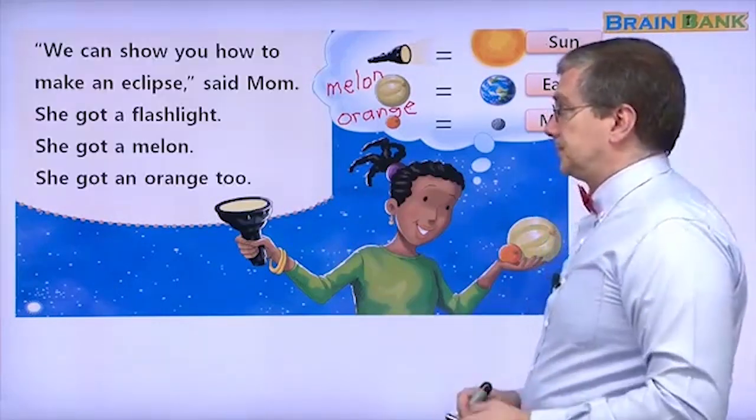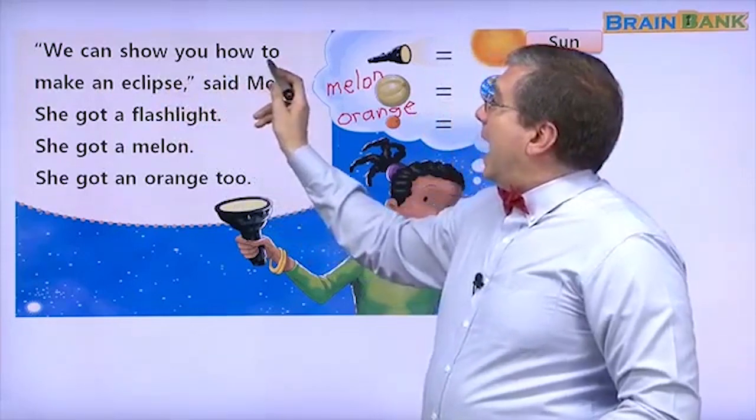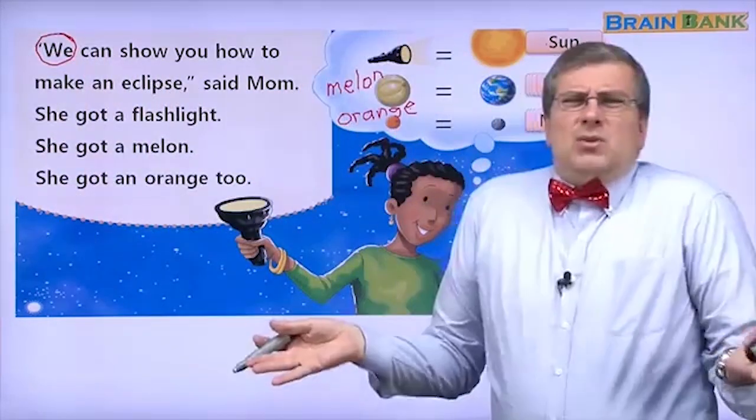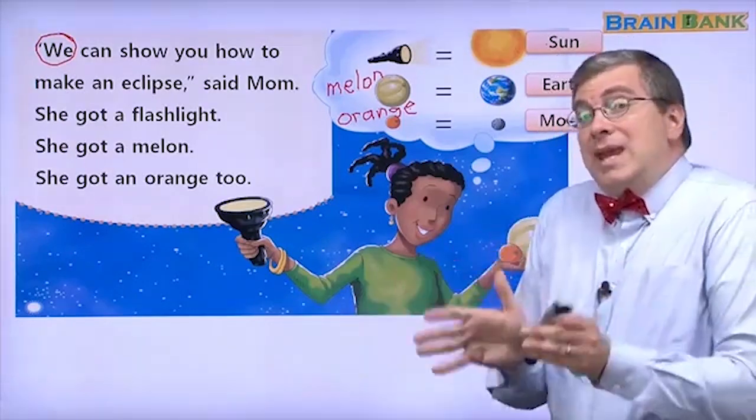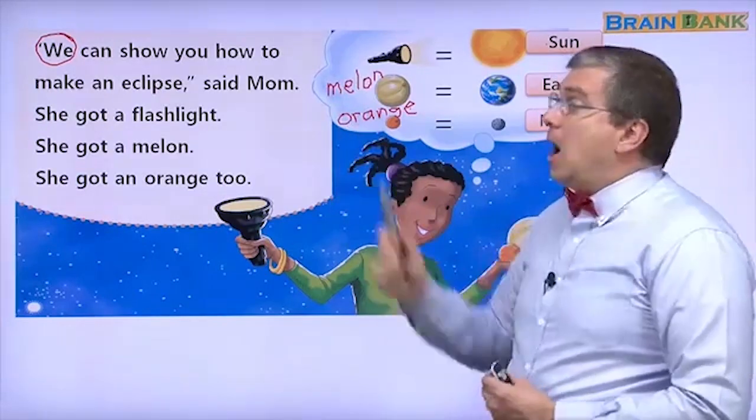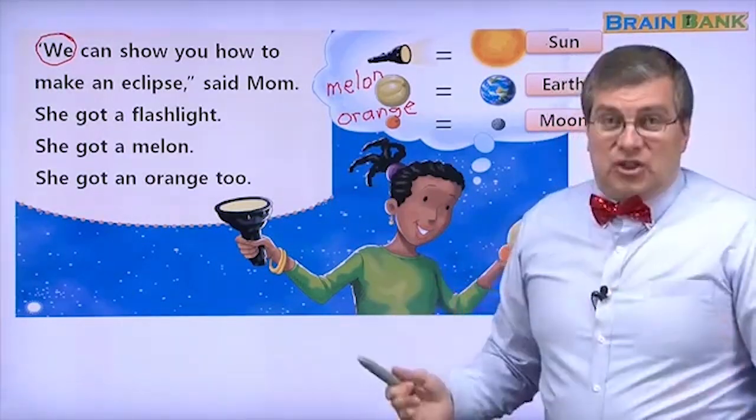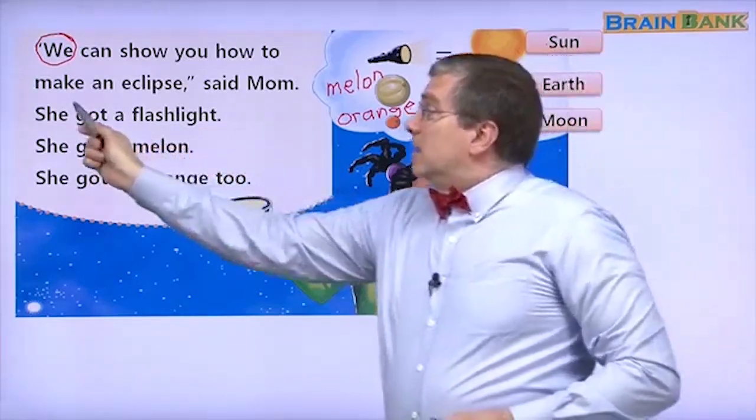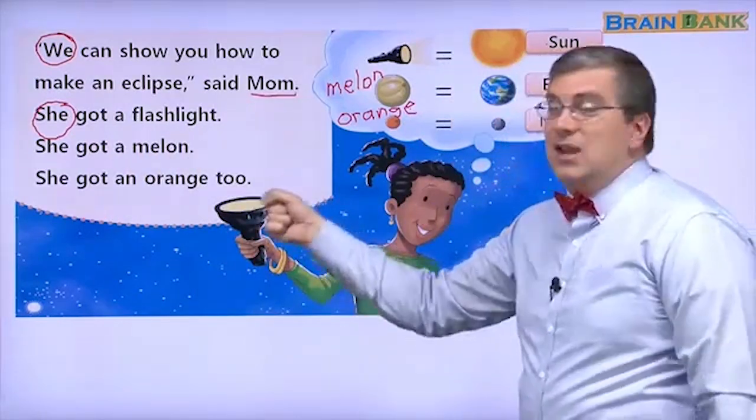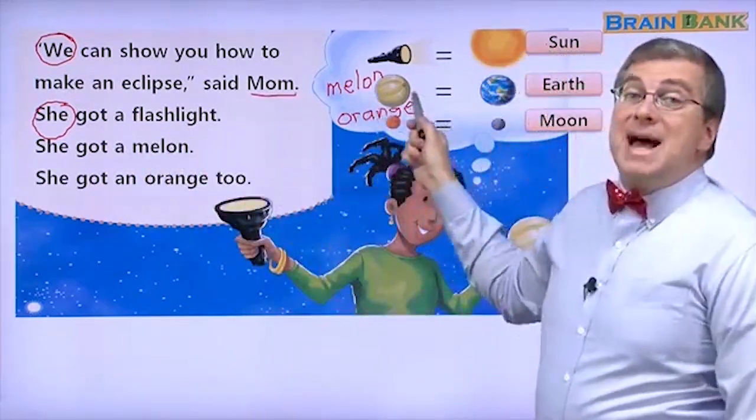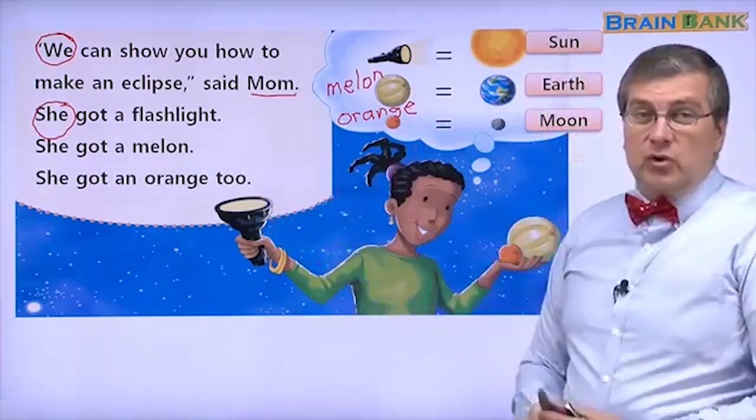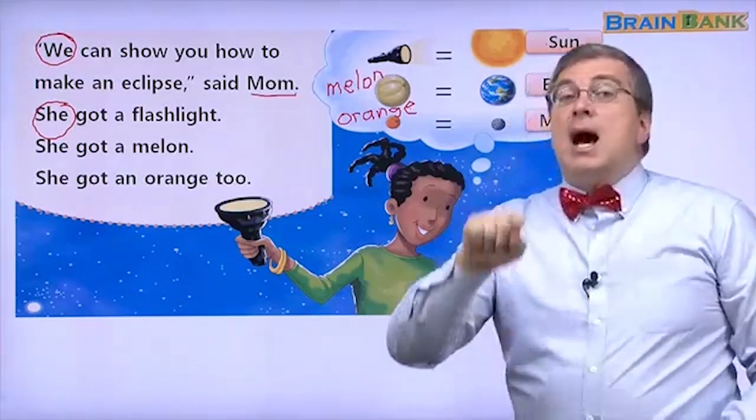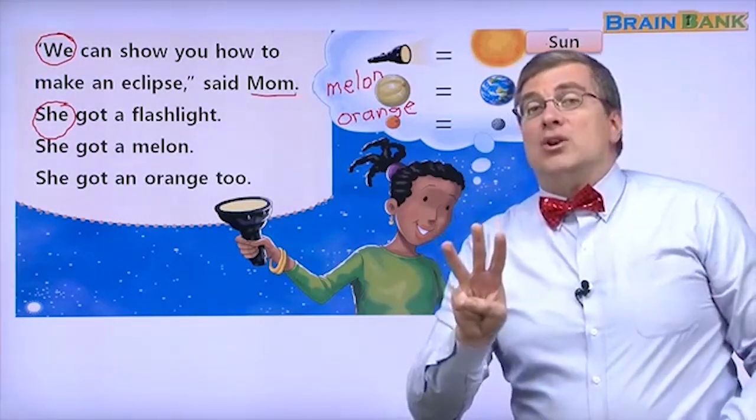Let's read together. We can show you how to make an eclipse, said Mom. We, 누구 we? We 누구예요? Mom and Dad. We can show you how to make, 어떻게 만들해요? 일식, right? How can we make an eclipse? We can show you, right? She is Mom. She got a flashlight. She got a melon. She got an orange, right? She got these things, three things: a flashlight, a melon, and an orange. Okay.